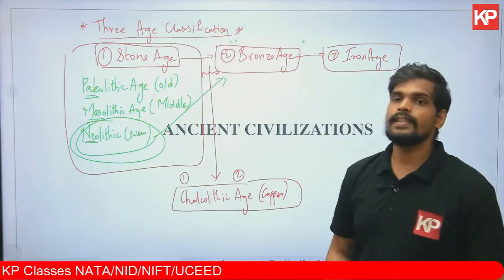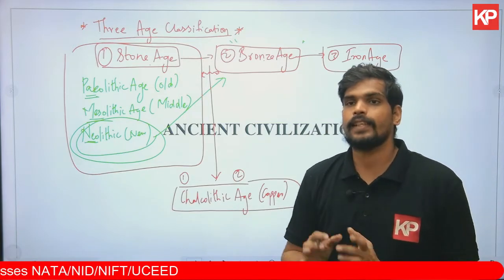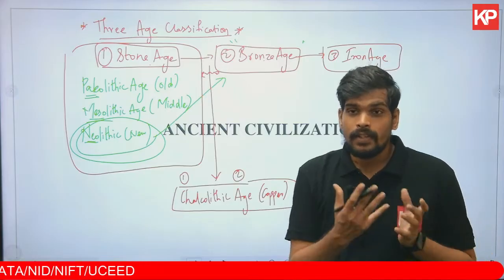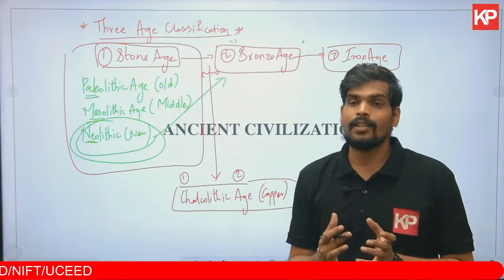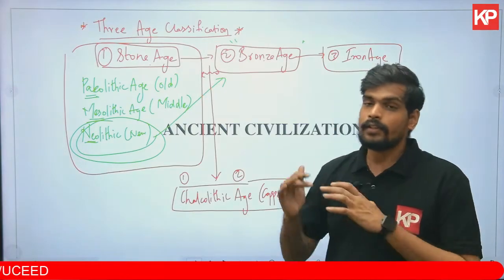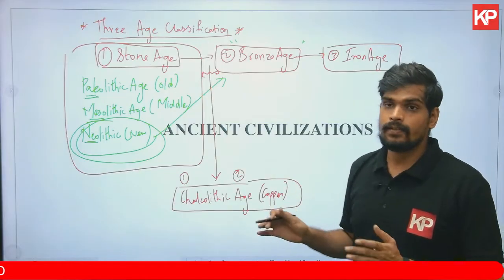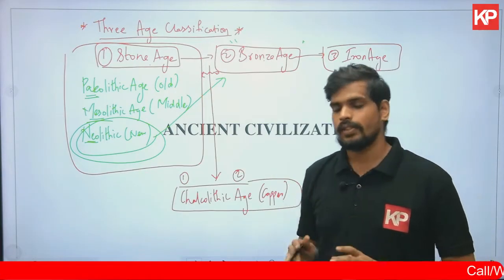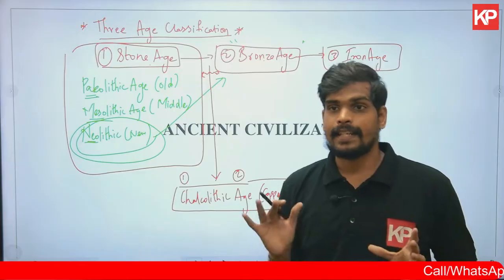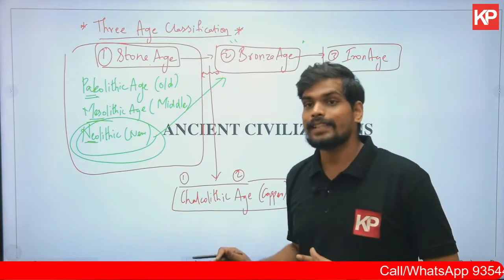So these terms, try to remember. What is Chalcolithic Age? It is Copper Age. What is Neolithic, Mesolithic, and Paleolithic Age? These are Stone Age. Then you have Bronze Age, and the majority of the ancient civilizations which we are studying belong to the Bronze Age. So have this overview on the 3 age classification, make a note of it and remember these terms.